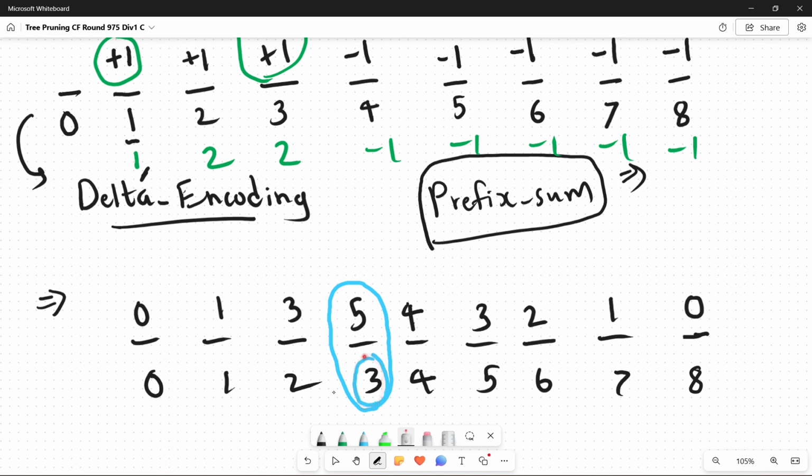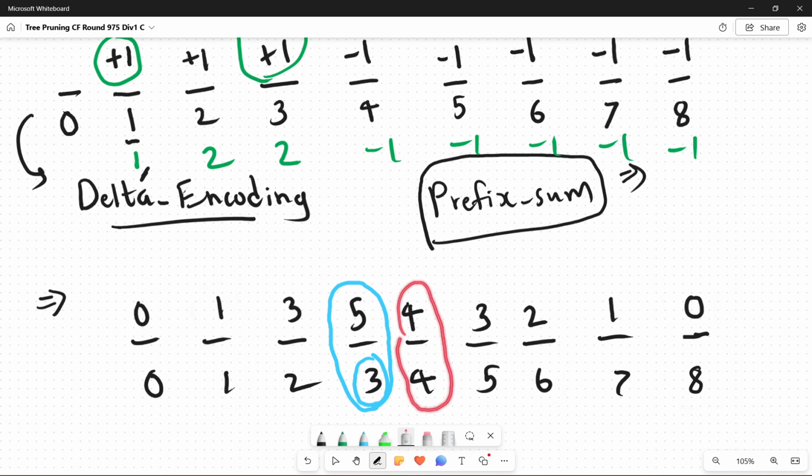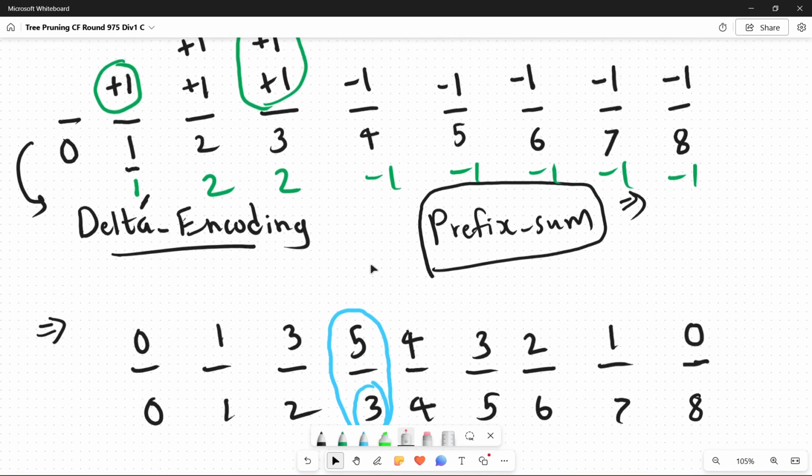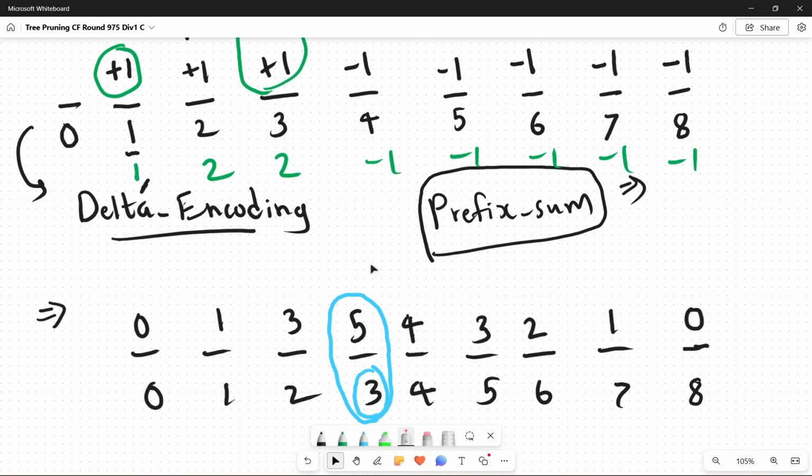It can also tell you that at the 6th second my shop had 2 customers, at the 1st second my shop had 1 customer, at the 8th second my shop had 0 customers, and at the 4th second I had 4 customers in my shop. That's the very important use of the delta encoding array. So I hope it is clear.